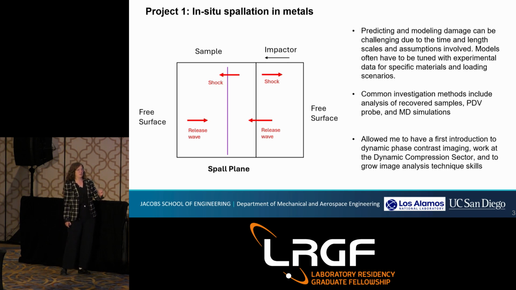So for those of you who are not familiar, I'm just going to briefly go over what spall is. Spall is a failure mechanism that can take place in dynamic and very high strain rate situations in which, when you have a high strain rate impact, as demonstrated on the left here, you end up propagating a shock into your sample. This shock also propagates back into the impactor, hits the free ends, and then rebounds back as a release wave.